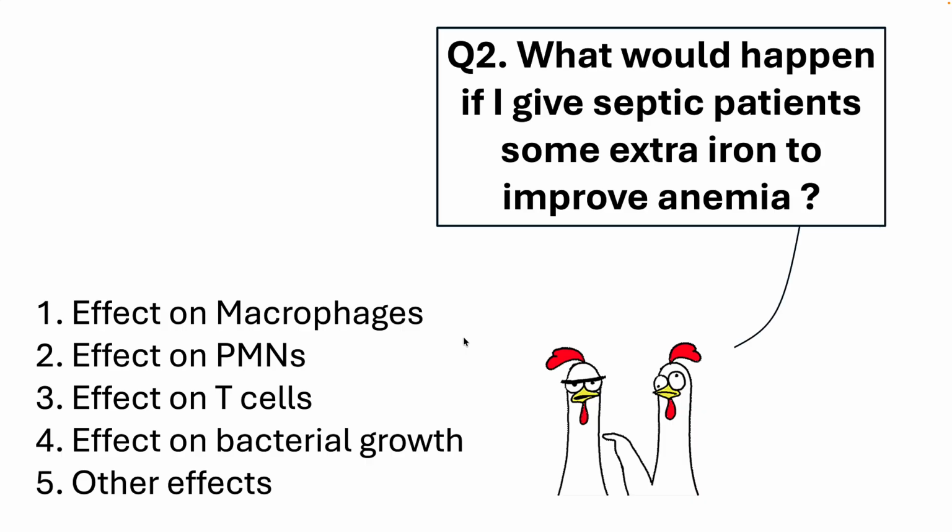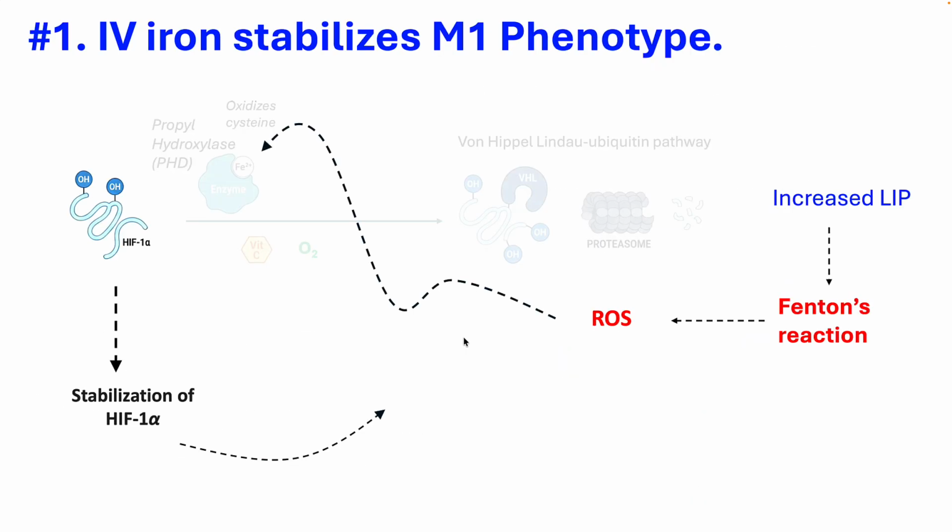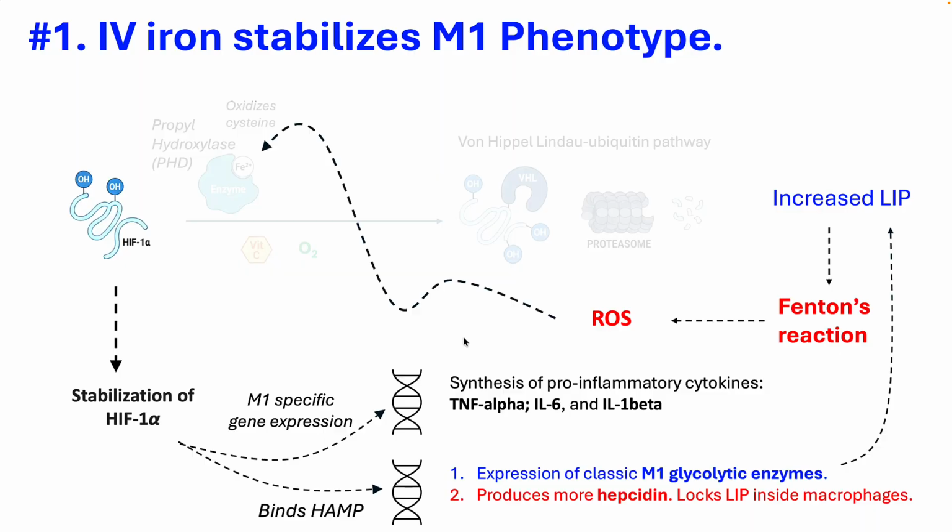So let's start with macrophages first. Since macrophages recycle old RBCs, they tend to have higher intracellular iron levels due to loss of ferroportin. This creates oxidative stress from the Fenton reaction, which diverts the cell towards HIF-alpha stabilization. Now, HIF-alpha enables cells to adapt to hypoxia, inflammation, and metabolic stress, and this tends to activate macrophages further to produce more cytokines and hepcidin, thus creating a loop.